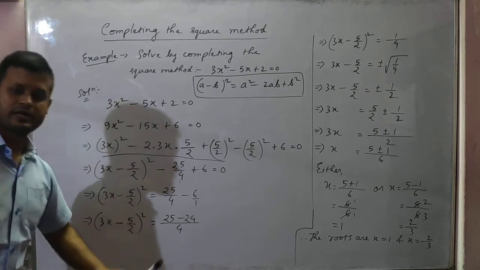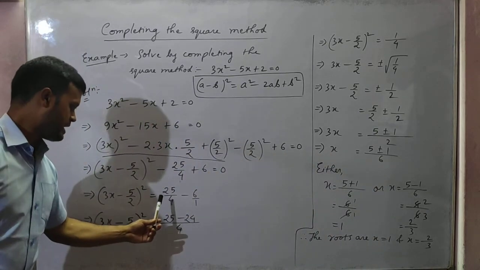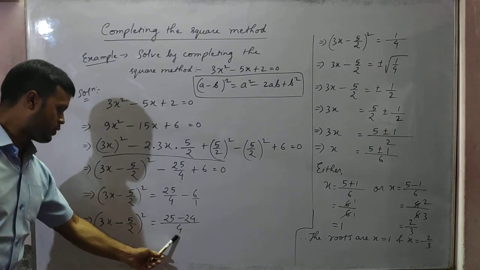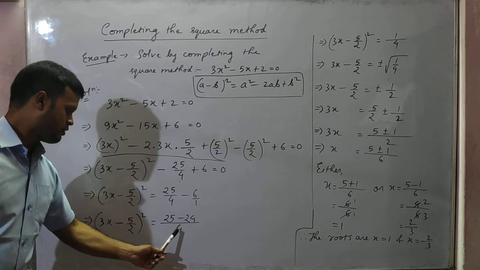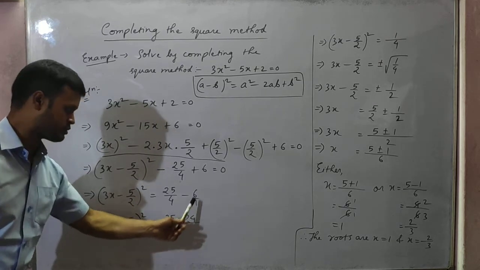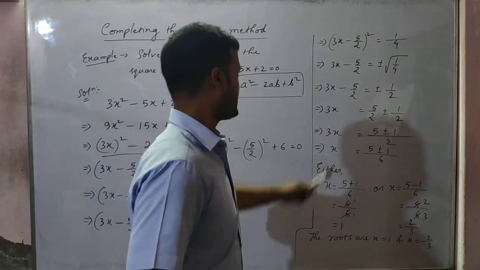4 and 1 LCM you take. What is the LCM of 4 and 1? 4. So 4 will go how many times in 4? 1 time. So 25 into 1. And 1 will go how many times in 4? This 4 if you divide by 1, 4 times. So 4 6 are 24. So 25 minus 24 is how much? 1. So right there 1 by 4.